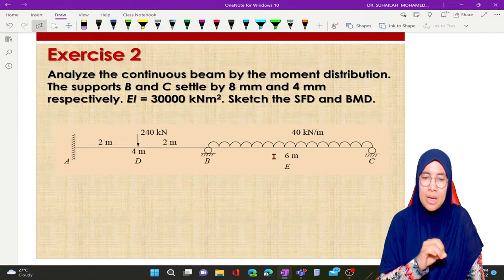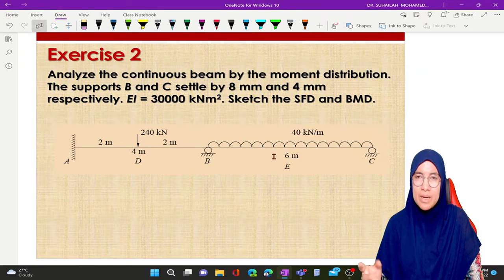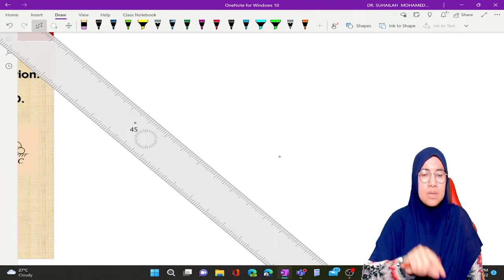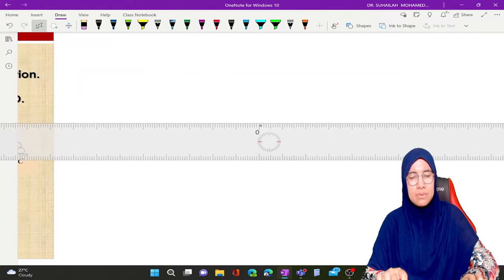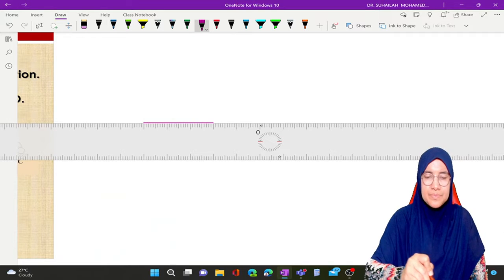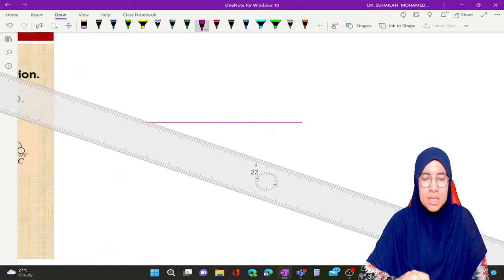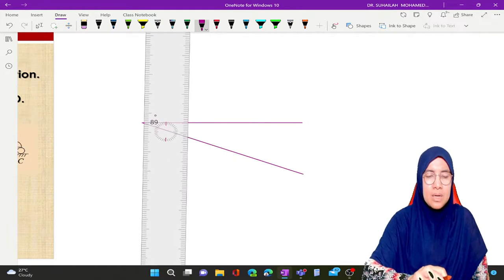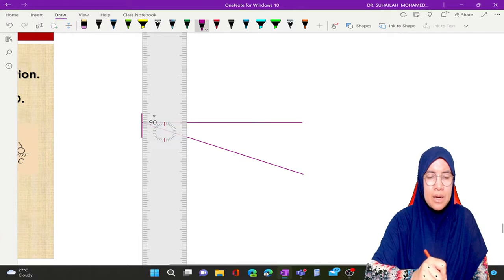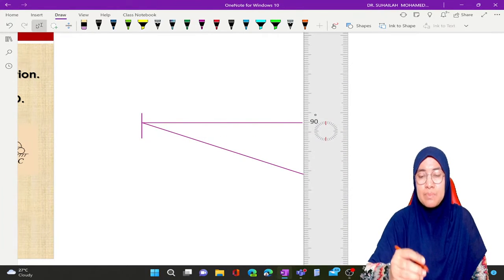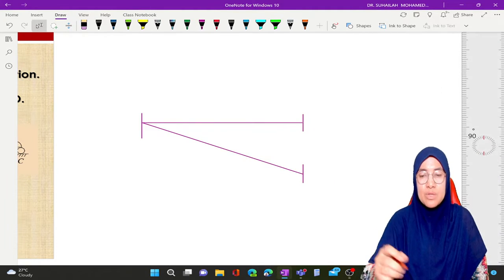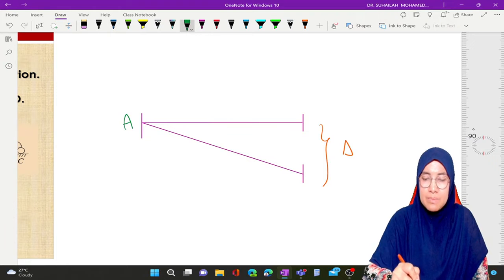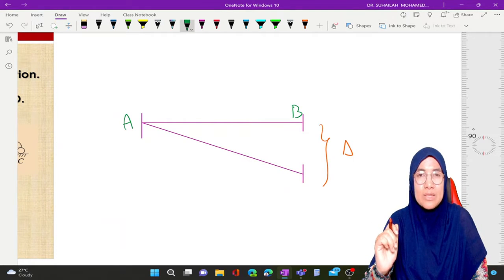So before we analyze this together, I want to refresh the concept of fixed end moment due to support settlement. Okay, this is actually the formula, for a beam with support settlement. Always remember, for a beam, the original position is horizontal. This is delta. If this is A, this is B, the original beam is horizontal.